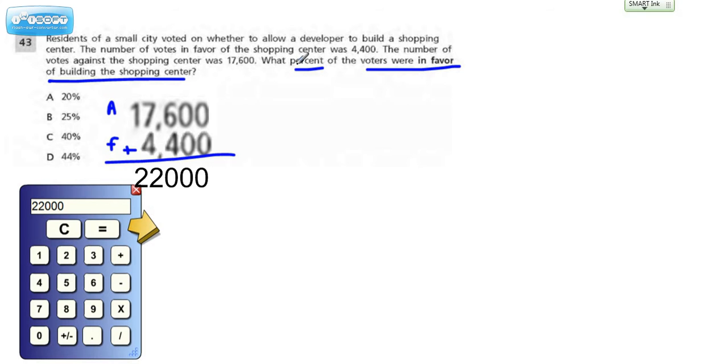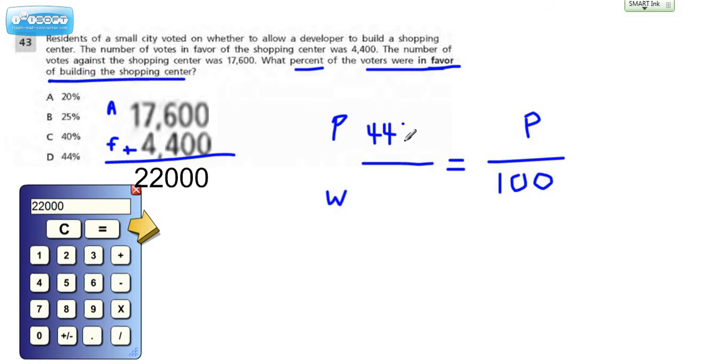Alright, so the next part is to figure out what this number over this number would be, because remember, if we use proportions, we like to think of parts and wholes, and in the percent world, the all of it number would be 100, and the value that we put as the numerator would be the percent or the part. The part that we have here is this value right here, because remember we want the number that's in favor, which would be this value right here, 4,400. And the all of it number, or all of the votes, the whole, was the 22,000.